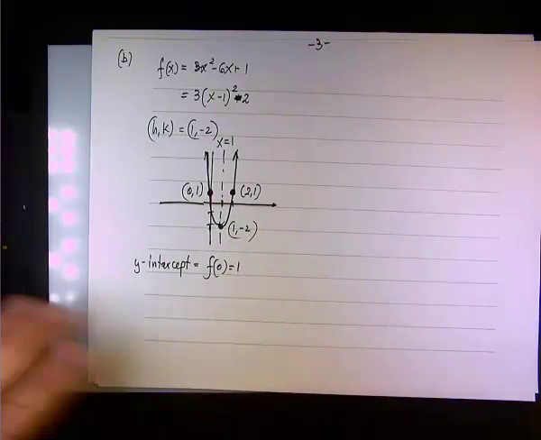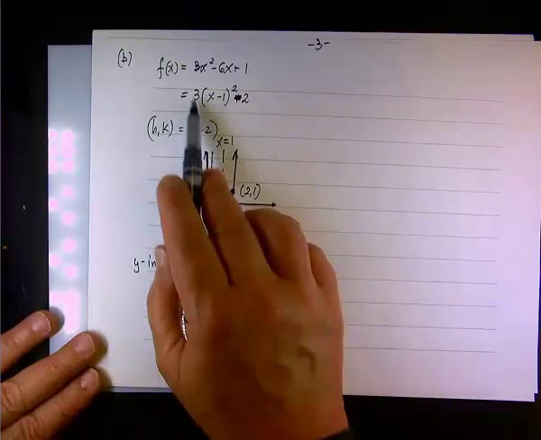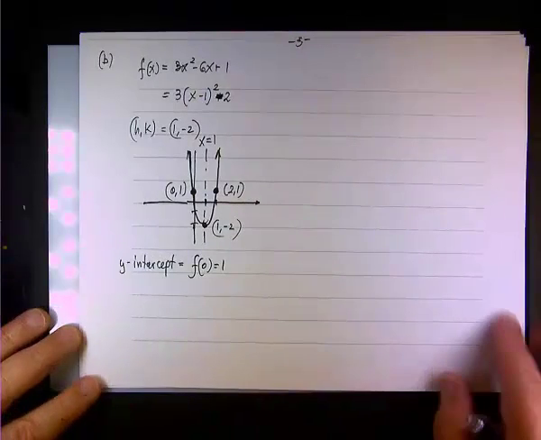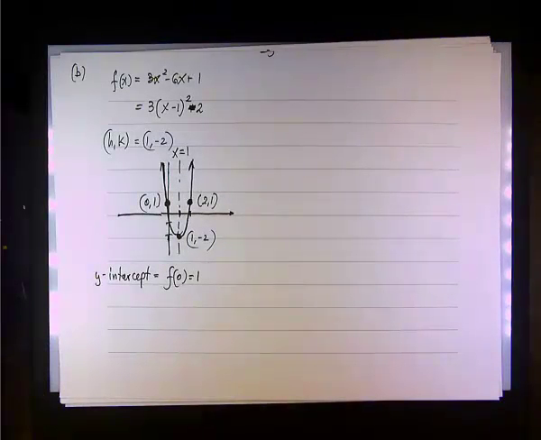Okay, the vertex tells us what the horizontal and vertical shifts of y equals x squared are, and the 3 tells us whether it faces up, faces down, whether we need to reflect it or not, and whether we need to vertically stretch or compress it. Okay? Make sense?